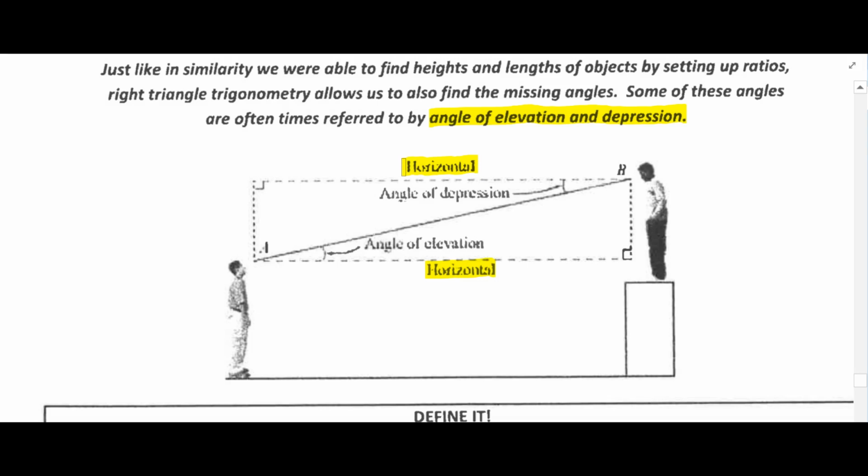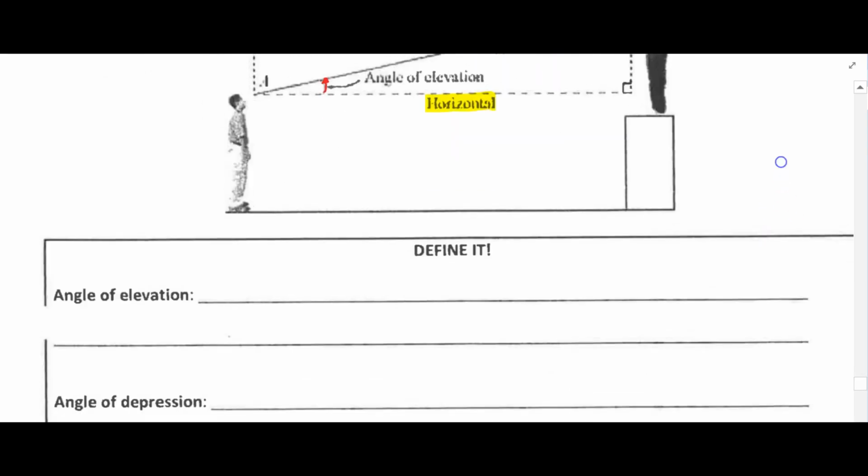So when we measure these angles, we start by looking straight ahead. We look at the horizontal, and then we're going to look either up to get the angle of elevation, or remember, starting looking straight ahead, looking along the horizontal, we would look down and form an angle of depression. Depression down, elevation up. So let's go ahead and let's define those.